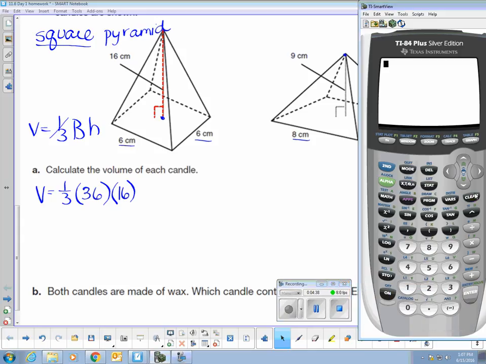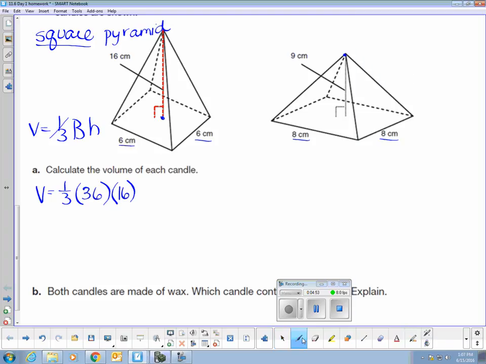All right, so to do this on the calculator, I can just begin by multiplying 36 times 16 and then dividing that by 3. It's the same thing as taking 1/3. And then when we write the answer to a volume problem, we use cubic centimeters, cubic inches, cubic yards, cubic feet. Volume is cubic units.